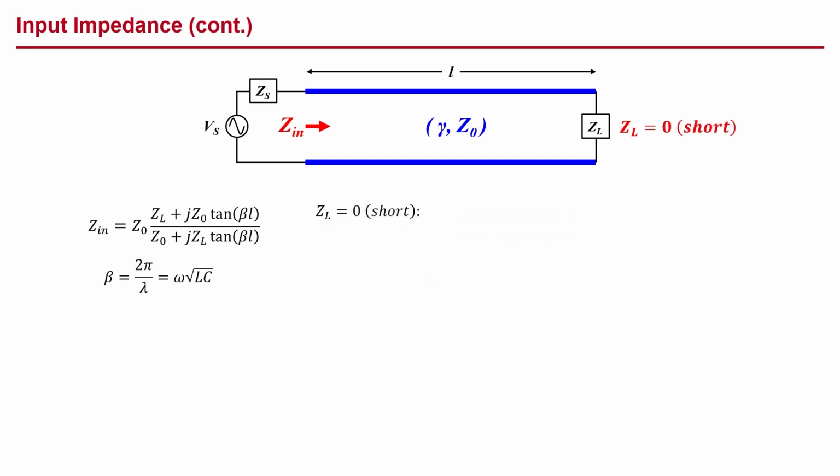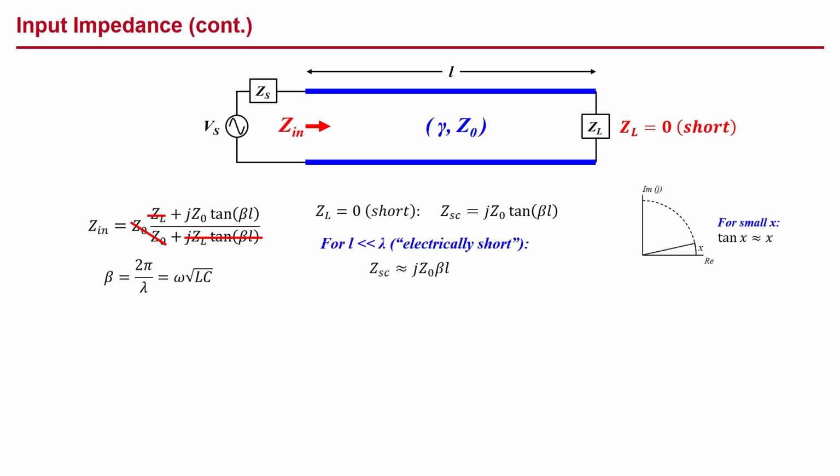For a shorted termination where ZL equals 0, the ZL terms go away and the Z naught terms cancel, so that the short circuit impedance ZSC equals j Z naught times the tangent of beta L. When the argument x of the tangent function, expressed in radians, is very small, then the tangent of x approximately equals x. Thus, for an electrically short cable, meaning that it is much shorter than a wavelength, we can say that the short circuit impedance is approximately equal to j Z naught beta L.